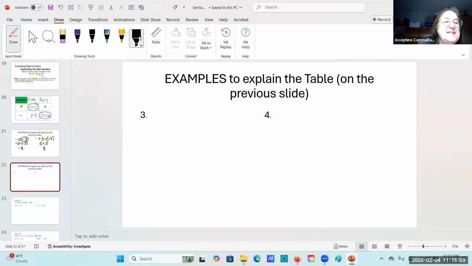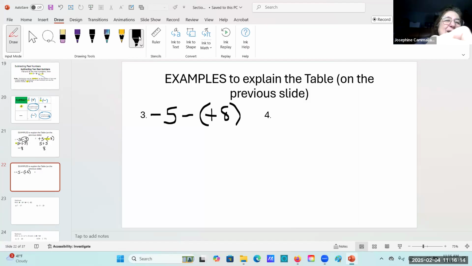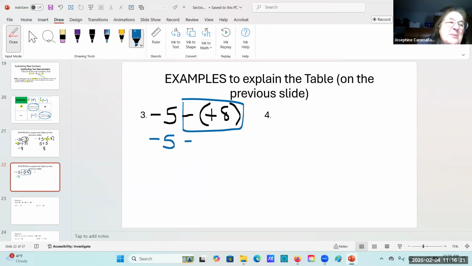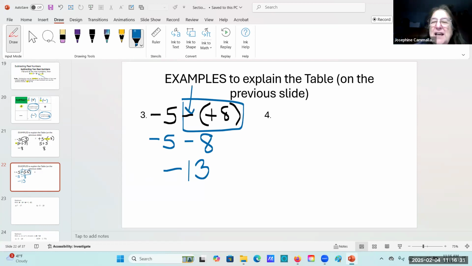Now, I have a -5 minus a positive 8. What does this mean? -5 minus 8, or -13. This is take the opposite of what's in the parentheses.